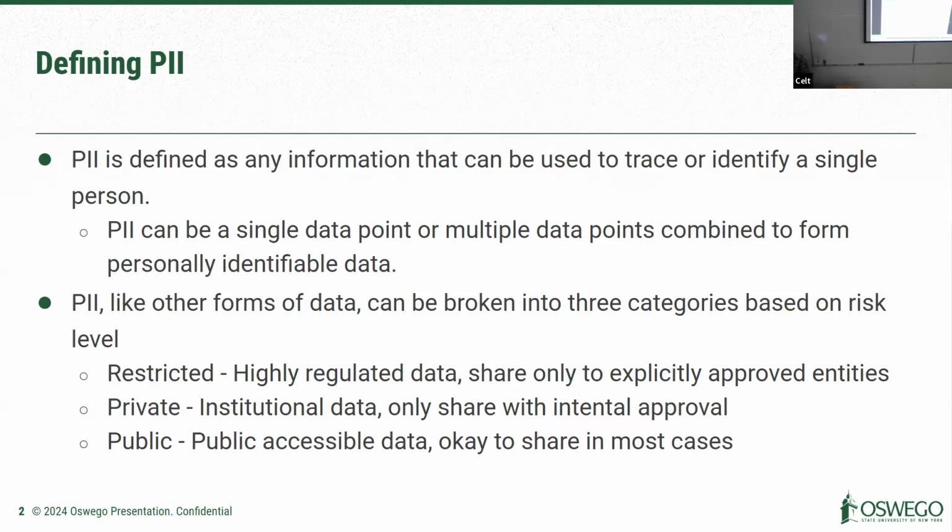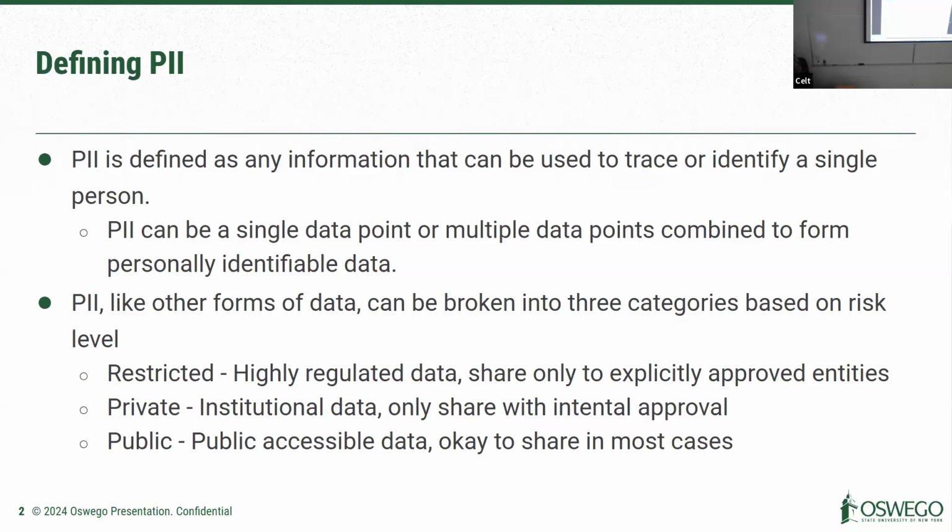With restricted data, so back to the SSN, something like a social security number, you can only share that data with explicitly approved entities when required for business use. So this isn't something that you can just share willy-nilly with folks. This has to be something that's been pre-vetted, and you have to be pre-approved to share that information.